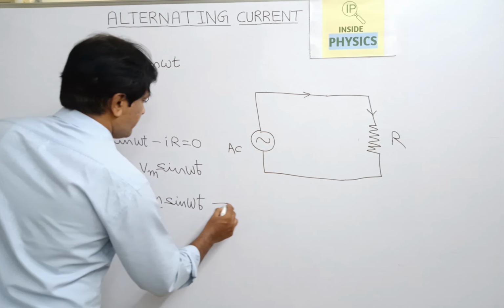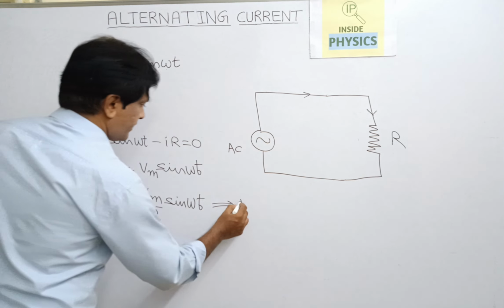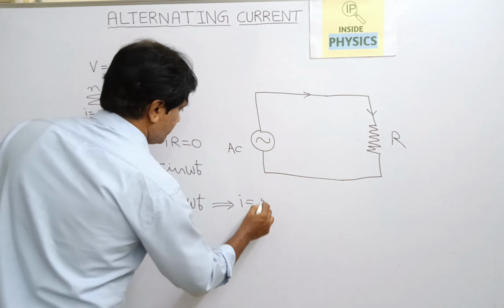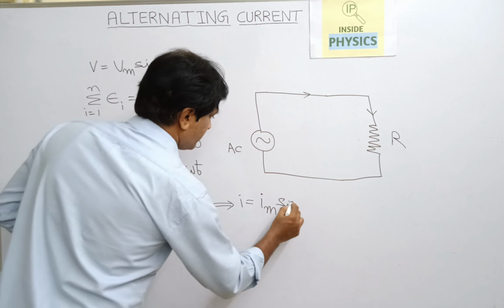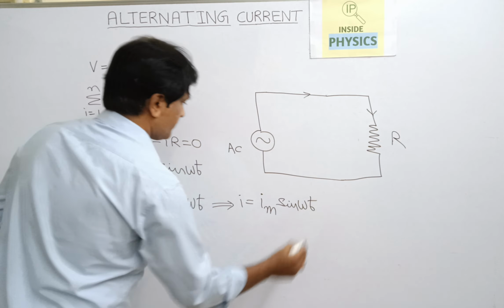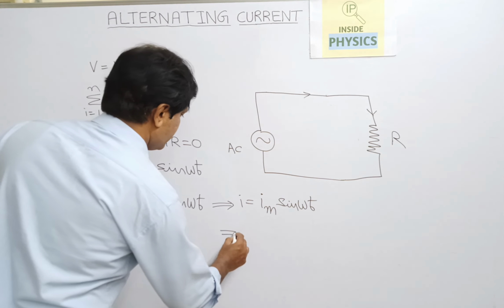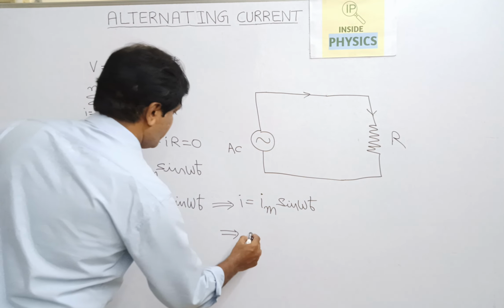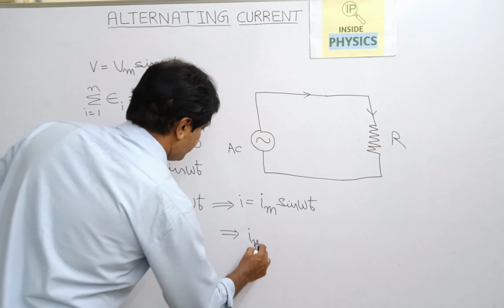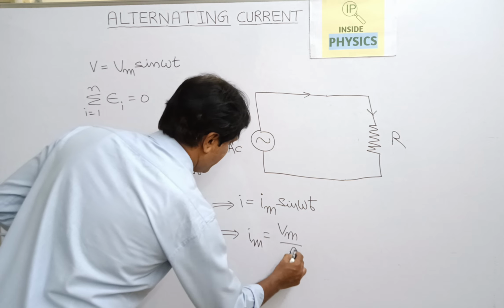Here this one, Vm/R, can be written as Im sin ωt. So this implies, from these two equations we can write Im = Vm/R.